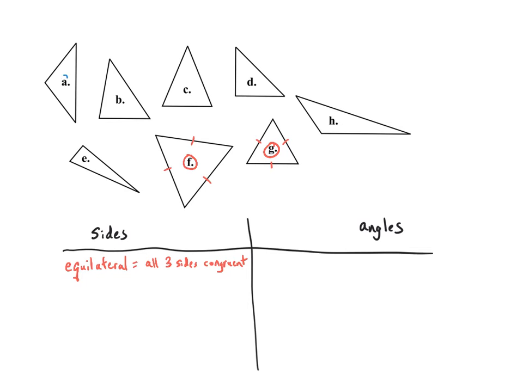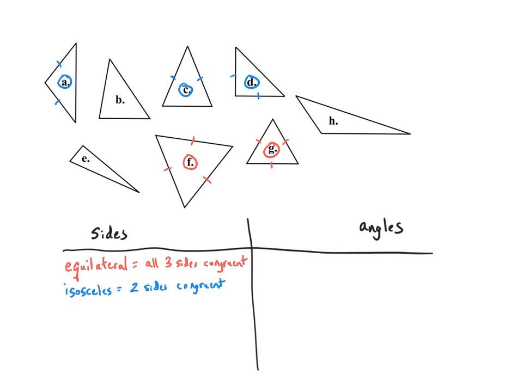We have some other triangles like triangle A, C, and D that only have two sides that are congruent. Those triangles are called isosceles. Sometimes it can be difficult to see that they have two sides that are congruent, especially if the triangle is rotated in a way that those sides are just difficult to match up in your mind. So sometimes you'll want to pull out a ruler and actually measure to make sure that the two sides are congruent or no sides are congruent.